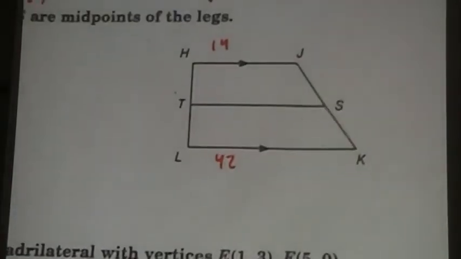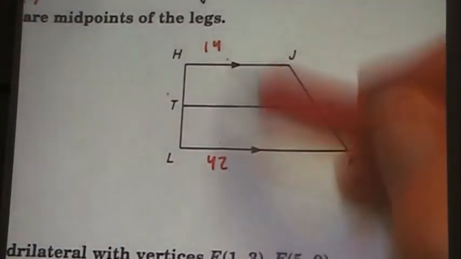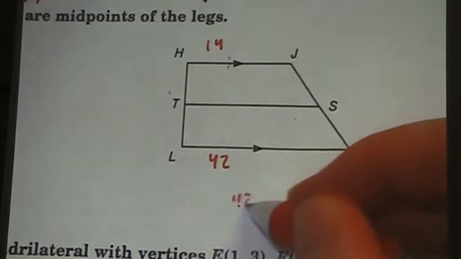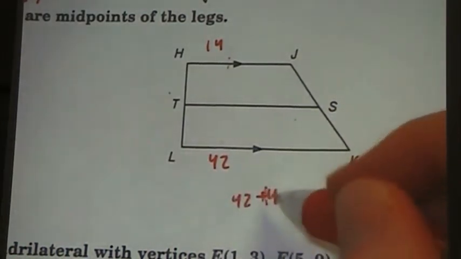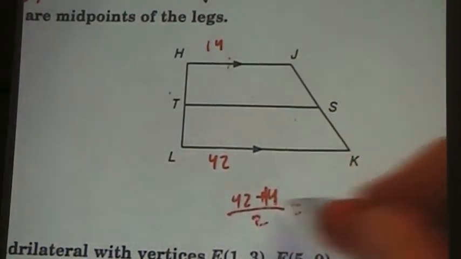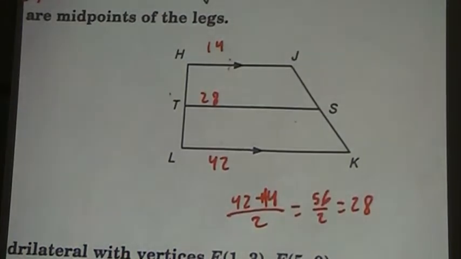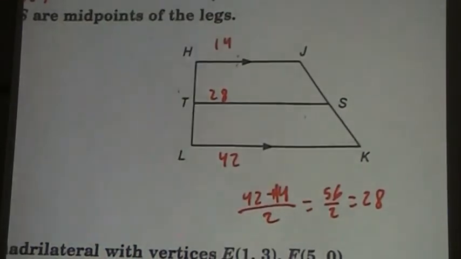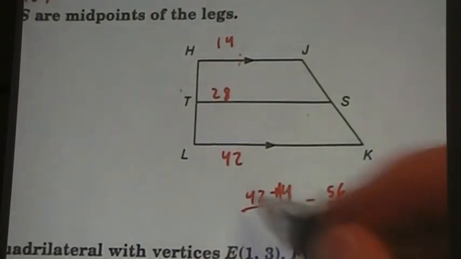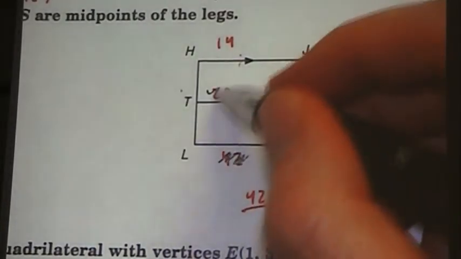Well, remember our midpoint formula, add the two bases, 42 plus 14, and then divide by 2. So that's going to be 56 divided by 2, which is 28. Cool. So I can say ST is 28. And that's your formula. Now you can work the other way also, and that's why I want to do this problem. So now we're going to give this guy some fresh numbers.